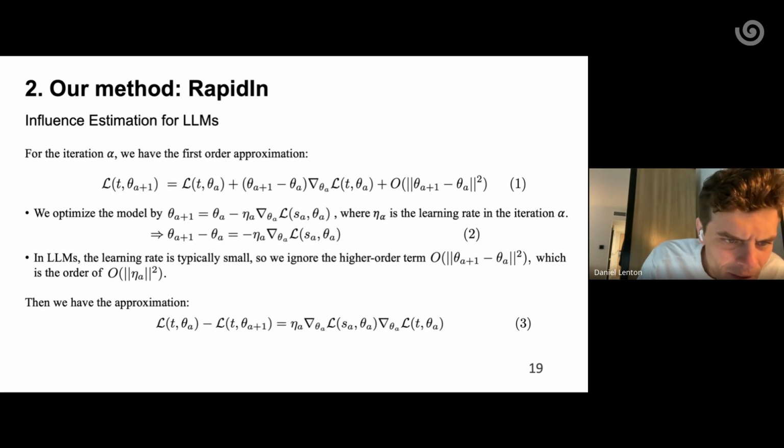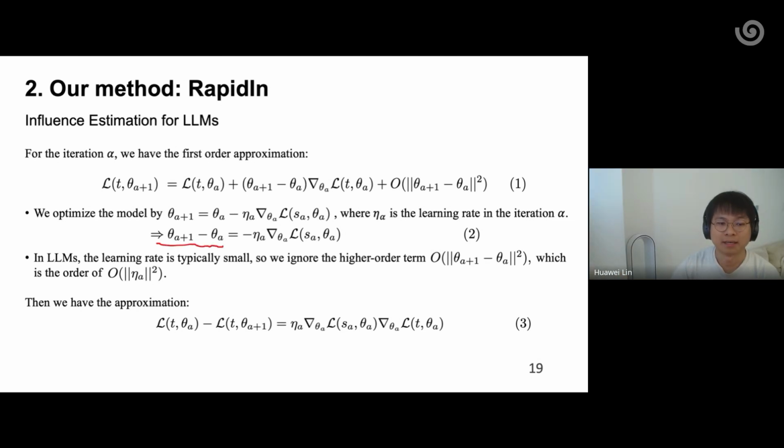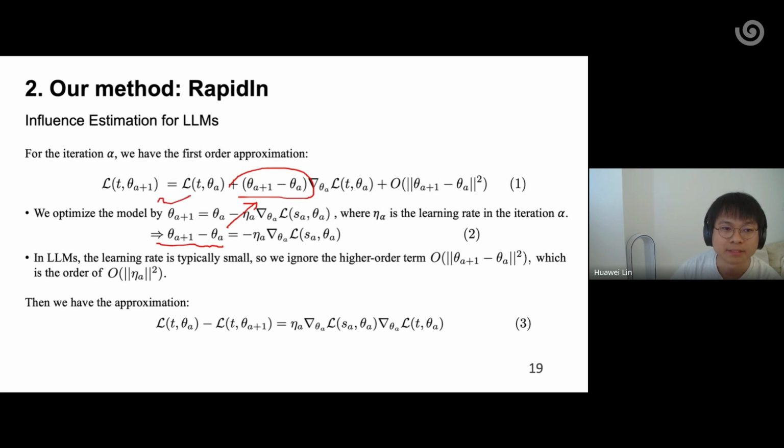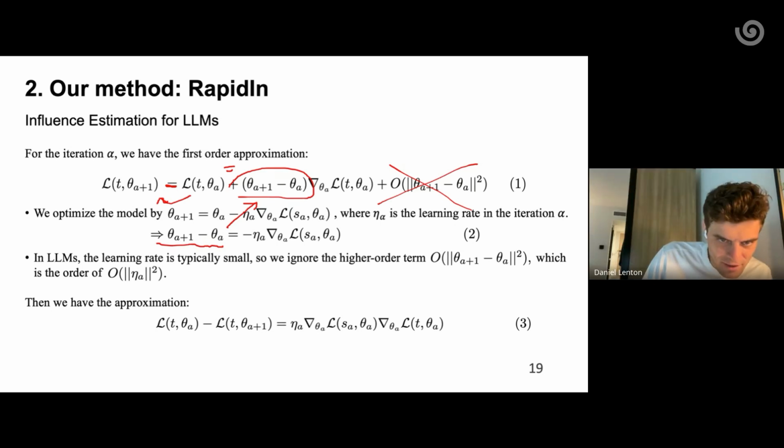I'm sorry, this is silly, but T is basically time, right? We can see here is theta A plus 1 minus theta A. We can put this in here. And then we also can put this in here. So minus logs equals this one. And then now we ignore this term. So we get equation 3. Okay, got it.